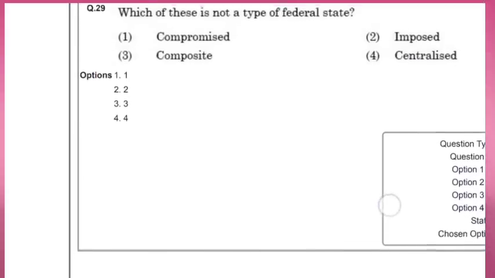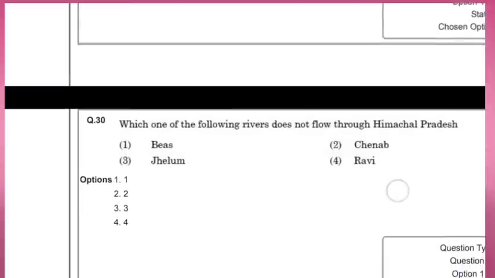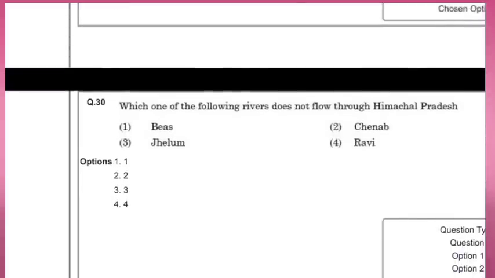And next question: which one of the following rivers does not flow through Himachal Pradesh? Question number 3 is the right answer. Jhelum is the right answer.